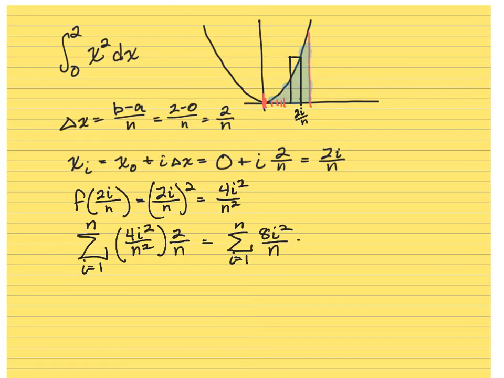Now notice we can do this. That summation only involves i, so anything that's not an i can come out and be factored out. That's an important simplification step.